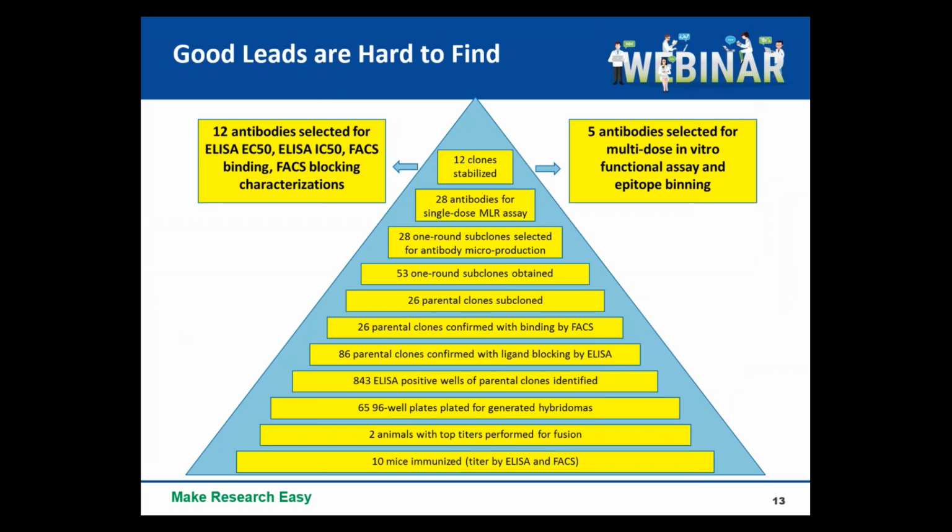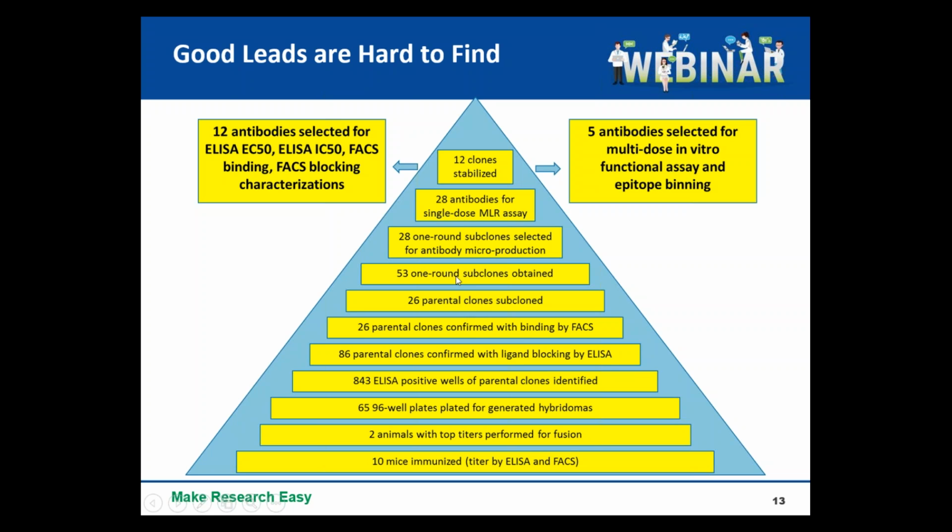So you can see that good leads are really difficult to find. If you start from the bottom of the pyramid, you have to start with somewhere about 1,000 clones. So we immunize 10 mice, titer by ELISA and FACS, and then 2 animals with top titers were chosen, and 65 96-well plates were generated for hybridomas, and 843 ELISA positive wells of parent clones were identified, out of which 86 clones were confirmed with ligand blocking by ELISA, and 26 parental clones were confirmed with binding by FACS.